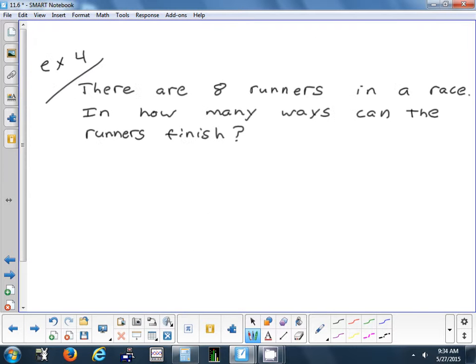Okay, we have 8 runners in a race. I want to know how many ways the runners could finish. Does the fundamental counting principle apply here? Yeah, as long as we take into account, once one runner finishes, the number of choices we have after that.